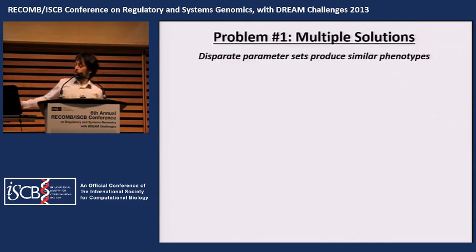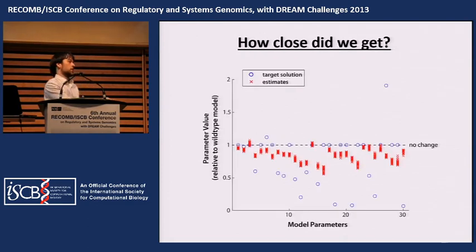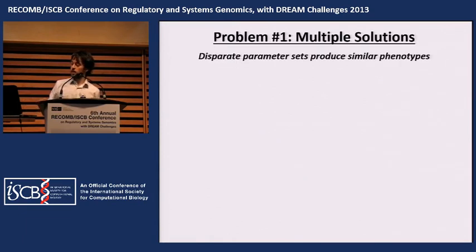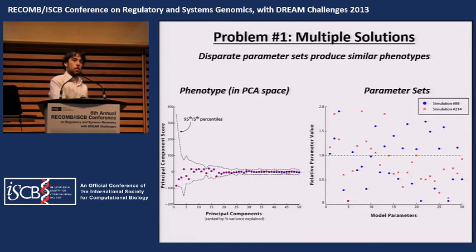Okay, so this leads me to the problem of multiple solutions. Going back to this for a second, this is showing that I wasn't able to find the parameters directly. However, as has been mentioned, the prediction distance, or the phenotype of this and other models I simulated, actually didn't do too bad. So I was able to reproduce the phenotype without getting the exact parameters. And here's an example that can show you how this is the case.